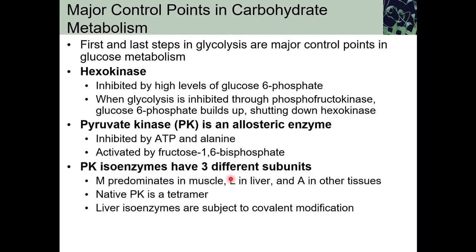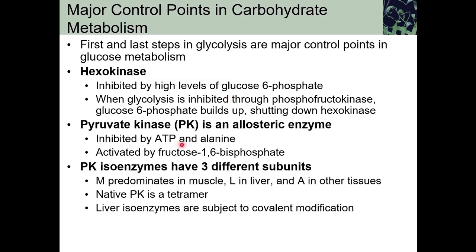Okay. Now, here are the major control points in carbohydrate metabolism. First, the last steps in glycolysis are major control points in the glucose metabolism. The hexokinase is the reaction that phosphorylates glucose into glucose 6-phosphate. Hexokinase is inhibited by high levels of glucose 6-phosphate. Again, does that make sense? Yes. When you already have a lot of glucose 6-phosphate in the cell, that means you have a lot of energy source already, and there's no need for you to take in more glucose.